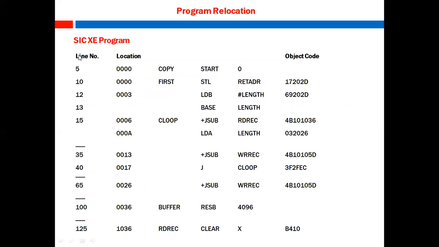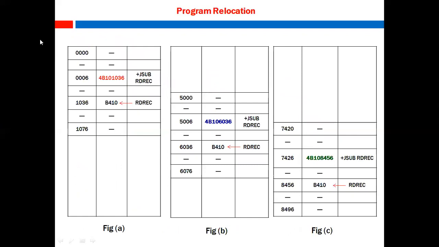Let us take one example. It is a SIC/XE program. So we have a set of instructions here along with the object code. Now let us see how it will be shifted, how that relocation takes place here. Let us assume that the starting address is 0000 and we have some instructions. Now I'm pointing to +JSUB, jump to subroutine, and RDREC.